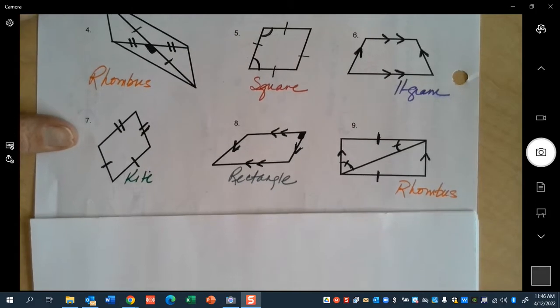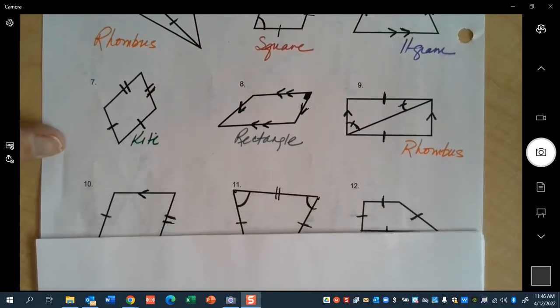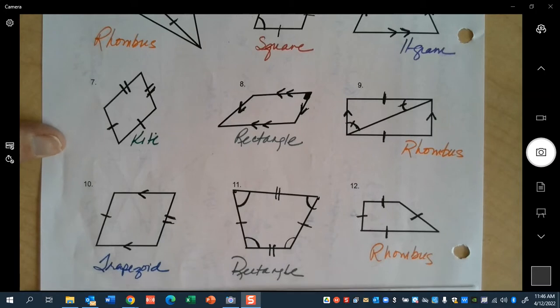Ready for the last 3? 10, 11, and 12 are a trapezoid, a rectangle, and a rhombus. How did you do? Okay? Anybody want to talk about any of them?